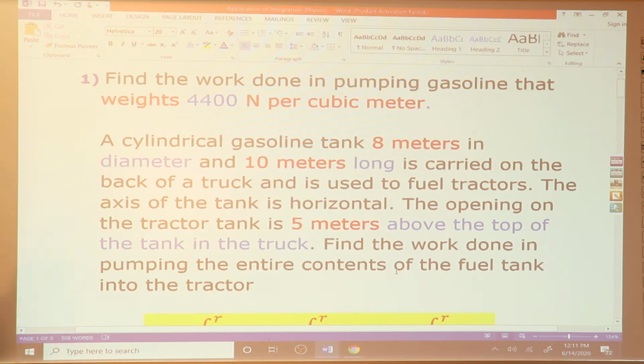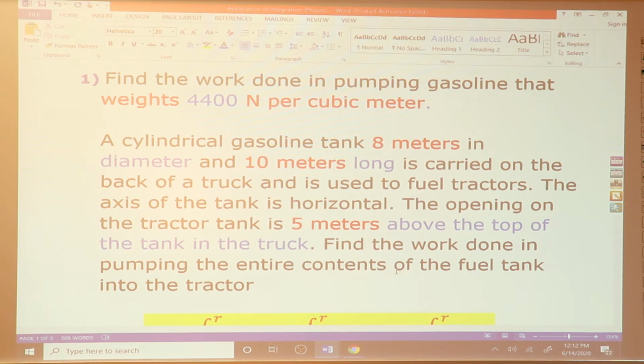Find the work done in pumping gasoline that weighs 4,400 Newton per cubic meter. A cylindrical gasoline tank, 8 meters in diameter and 10 meters long, is carried on the back of a truck and is used to fuel tractors. The axis of the tank is horizontal. The opening on the tractor tank is 5 meters above the top of the tank in the truck. Find the work done pumping the entire contents of the fuel tank into the tractor.